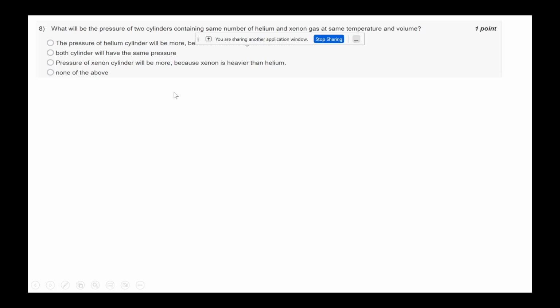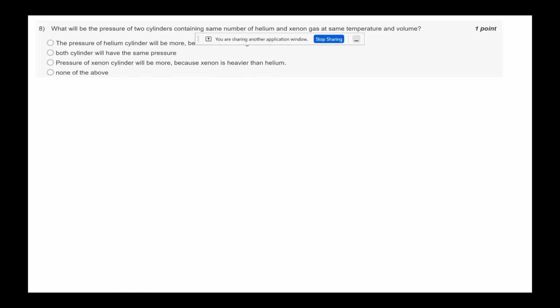Okay, so we will do this small problem. What will be the pressure of two cylinders containing same number of helium and xenon gases at same temperature and volume? The pressure of helium cylinder will be more. Both cylinders will have the same pressure. Pressure of xenon cylinder will be more because xenon is heavier than helium. None of the above.